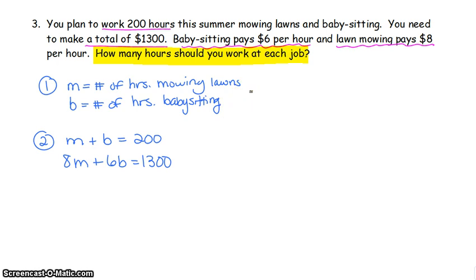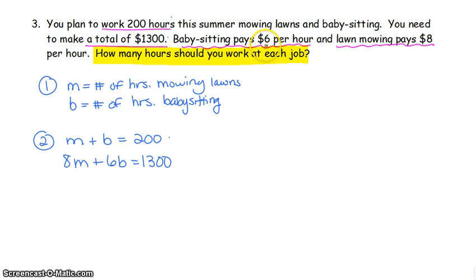We were given two totals, total number of hours and total number of money. So I wanted 200 total hours, 1300 total dollars. 200 hours, so however many hours mowing and however many hours babysitting has to be 200. As I read, even though babysitting comes first, you've got to make sure that the numbers are corresponding to the correct variables. That's why I like to use M and B for mowing and babysitting.